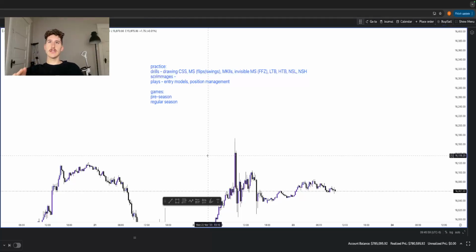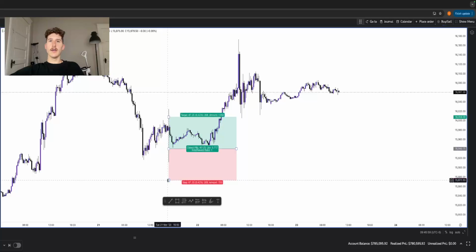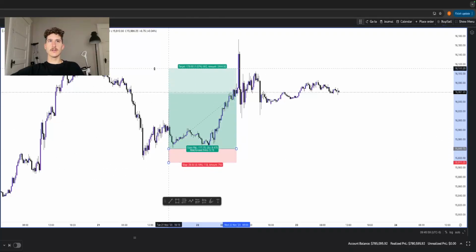You are just specifically practicing entry models, and then theorizing on position management, learning about how to refine your position management. So if I get into a trade here, and I see this wick, and I see it coming back up, and I get in, and I want to target this high up here.